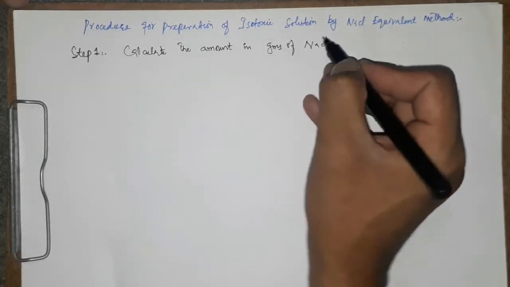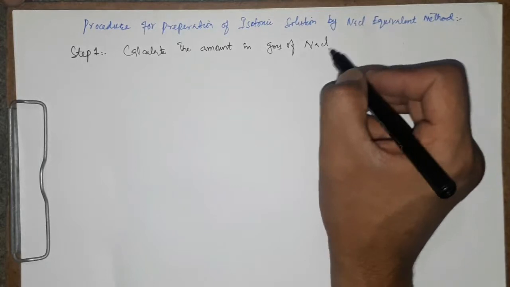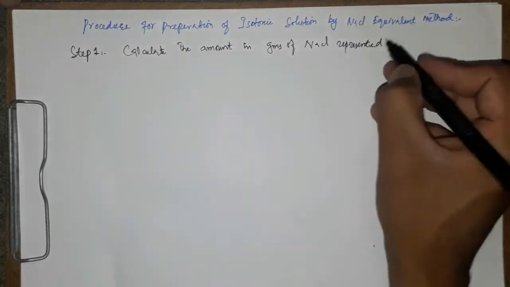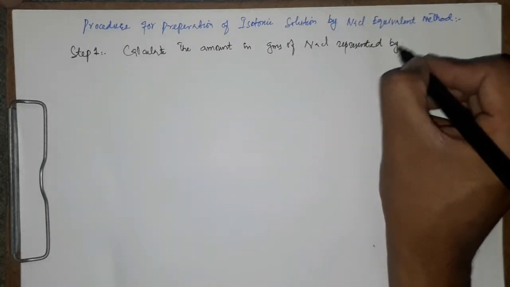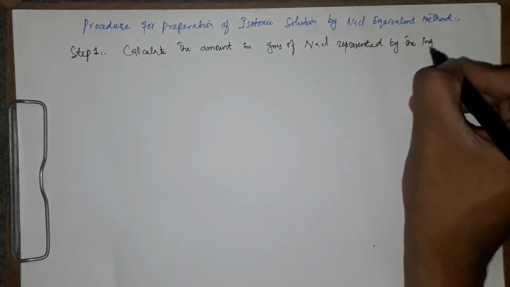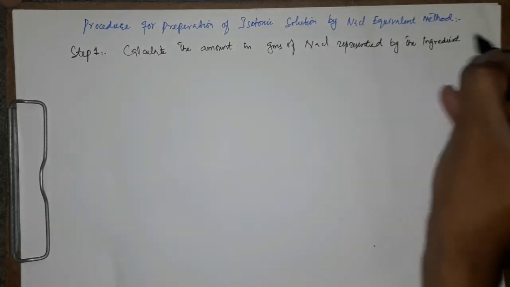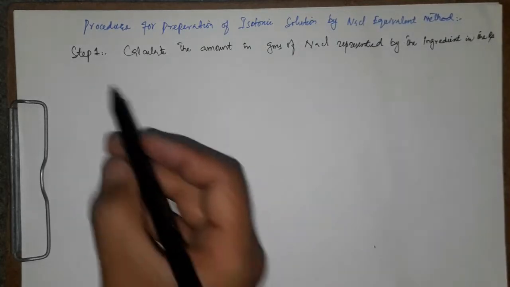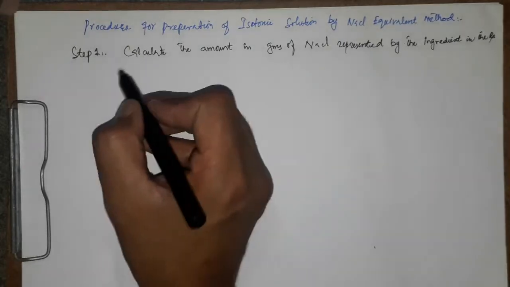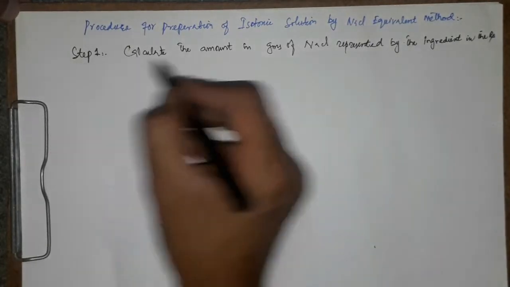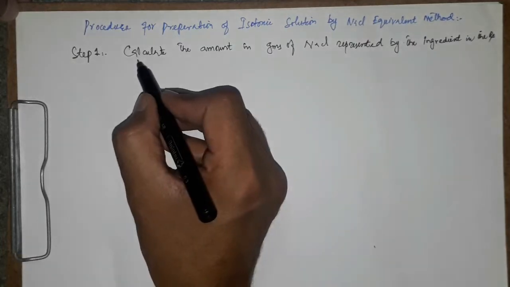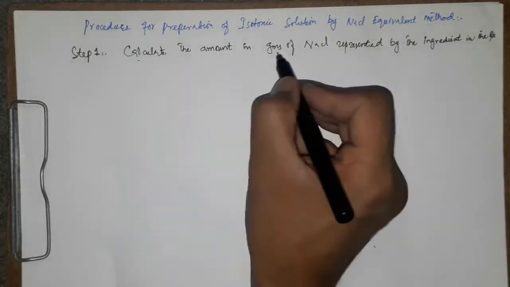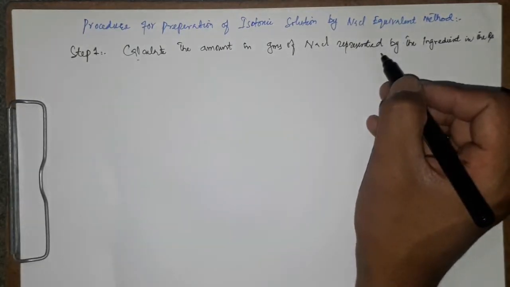represented by the ingredient in the prescription. We will make it clear by a practical example. Now we will write these steps. Calculate the amount in gram of sodium chloride represented by the ingredient.